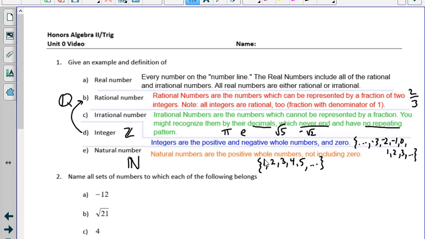And then the real numbers are all of B and C put together. Since B, the rational numbers, includes integers, B and C together means everything that we've talked about. So the real numbers are basically any number that you've ever probably thought about or used in a math problem before. That's a real number. And then a bunch more after that.